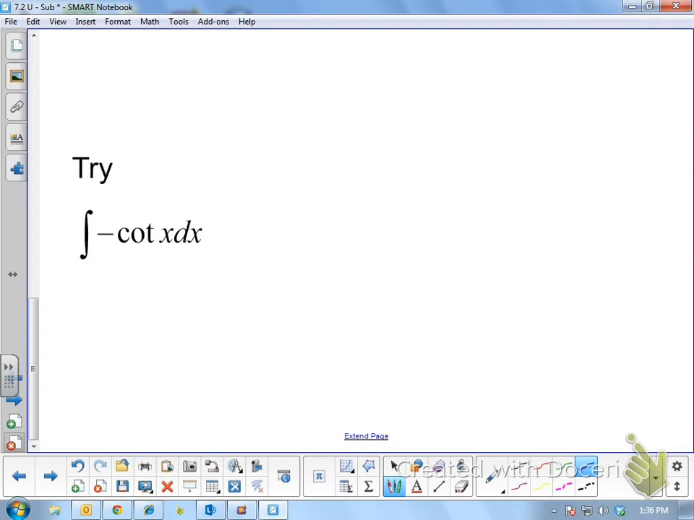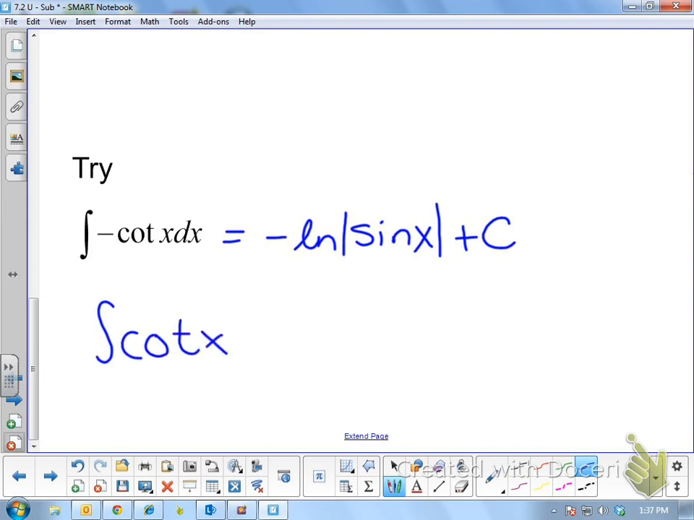Okay. So when we integrate this, you should have gotten negative ln absolute value of sine x plus c. Now, if we're doing this as a formula, I threw in the negative just to add a little extra. But formula-wise, we would just say positive cotangent. How would that affect our answer? It would be just positive ln absolute value of sine x plus c.